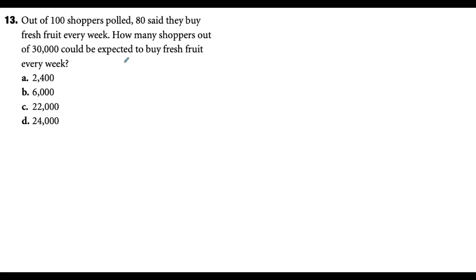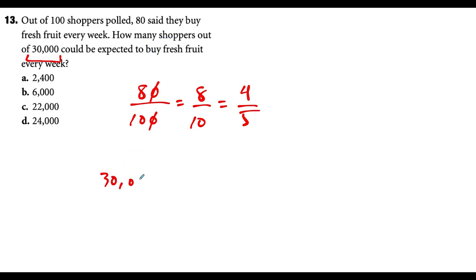So for question 13, we have 100 shoppers. 80 said they buy fresh fruit every week. How many shoppers out of 30,000 could be expected? So if 80 out of 100 are buying fresh fruit, that's 80%. But if I simplify this, remember, I could cross off trailing zeros and that gives me 8 out of 10. And when I divide the top and bottom by 2, I have 4/5. So how many shoppers out of 30,000 could be expected to buy fresh fruit? Well, we could just take 30,000 and multiply by 4/5.